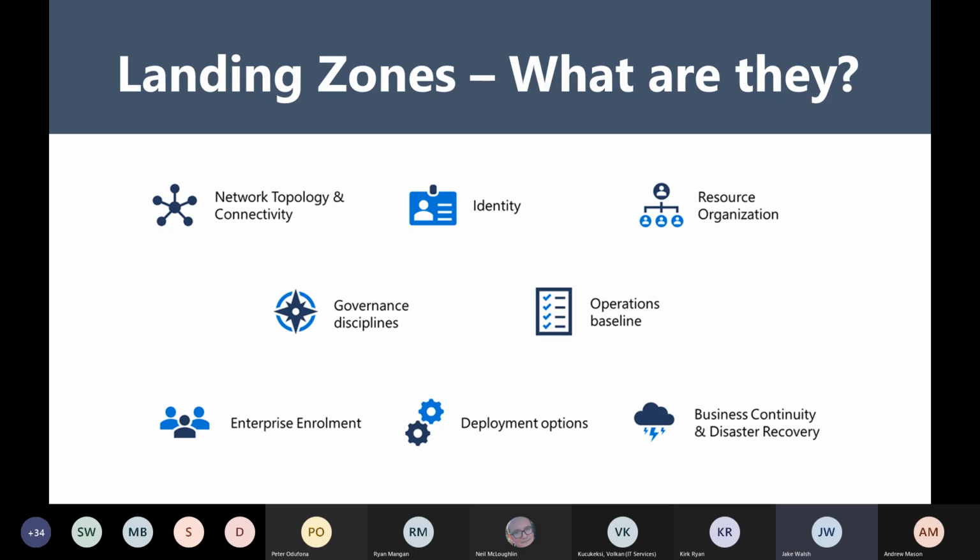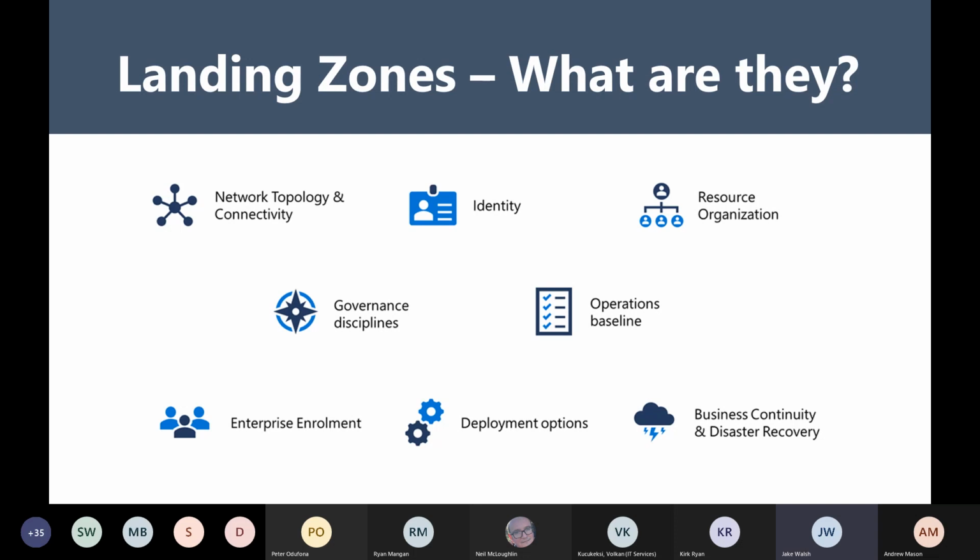Operations baseline is all about how we provide a baseline of operations for this environment. What metrics are we going to use to say this is operating as we would expect? How are we going to get visibility into that environment? How are we going to make sure that the experience is good for our users, for example? Enterprise enrollment is about, do we have a tenant in place? What sort of subscription model will we use? How will we structure our subscriptions, and those kinds of questions.